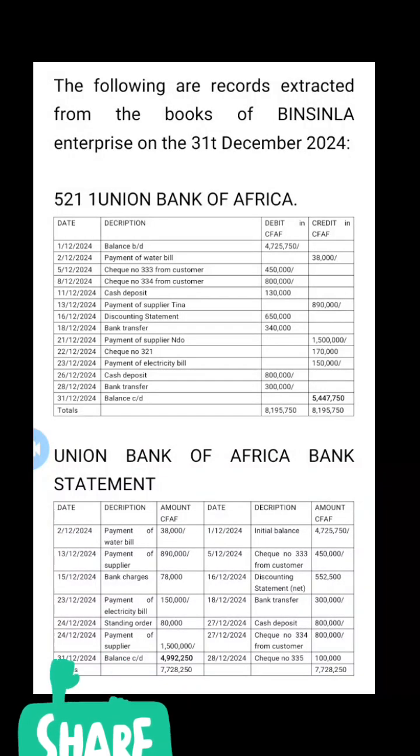Then we have the next one, which is payment of supplier though 1,500,000.